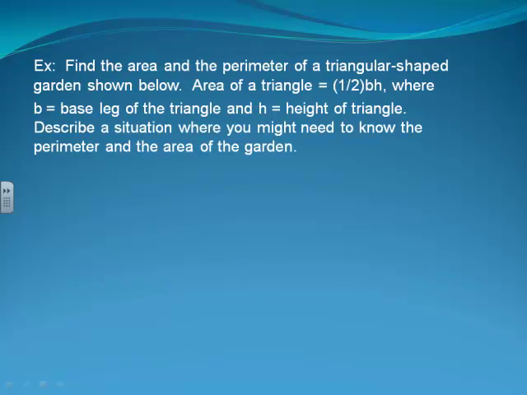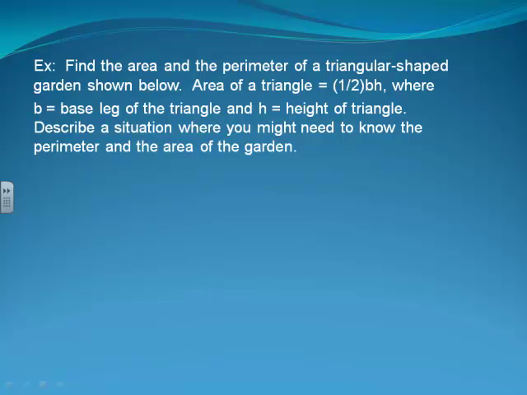All right, another example. Find the area and the perimeter of a triangular-shaped garden shown below, which I'm going to draw for you here. You have to know that the area of a triangle is equal to 1/2 times base times height, where B is the base leg of the triangle, or the leg that, if it was setting on the ground, the triangle would be setting on. And H represents the height of the triangle from the base to the top point. Describe a situation where you might need to know the perimeter and the area of your garden.